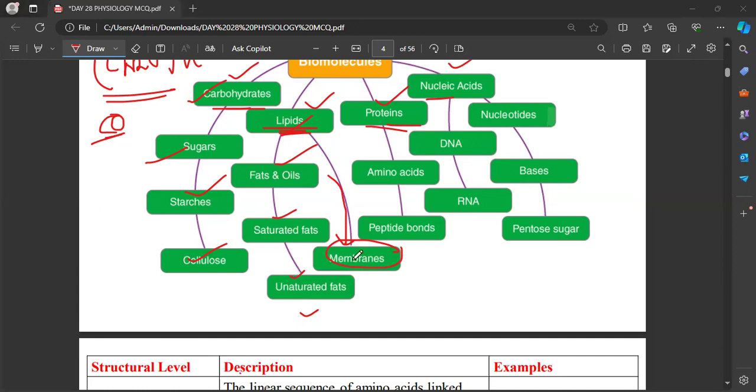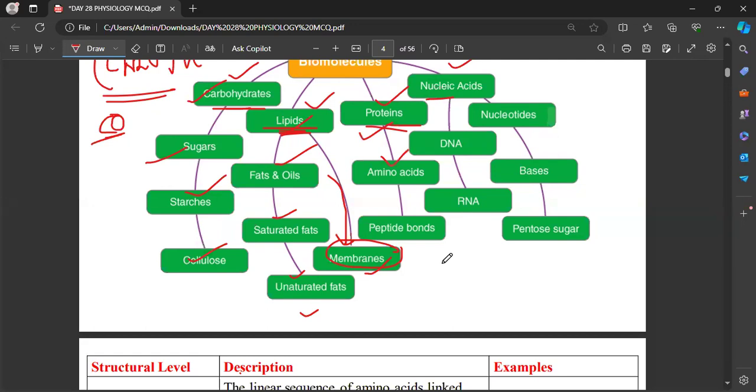Lipids secure a major position in the plasma membrane. We know the model put forth by Singer and Nicolson in the case of the plasma membrane. So lipid plays a major role in the cellular membrane. Keep that in mind. And proteins are made up of amino acids.